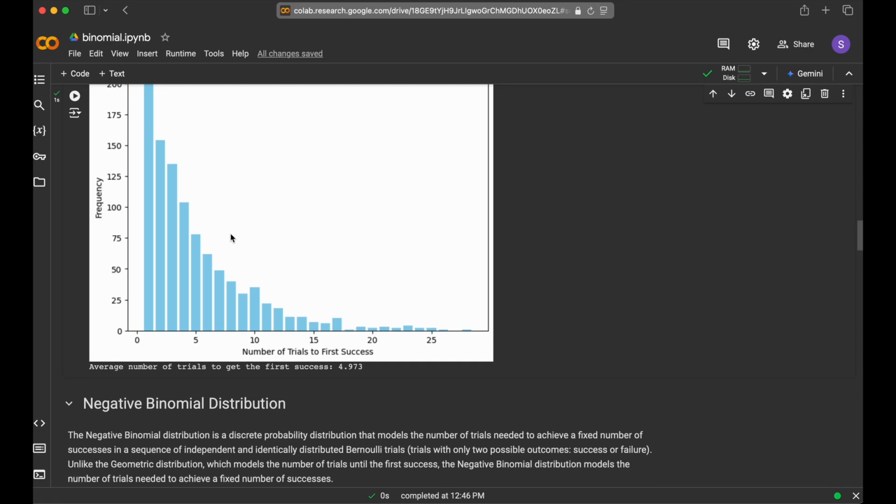Applications of the geometric distribution: flipping a coin is not a good example. Quality control: how many items do you need to check before you find the first defective one. Customer service: if you want to reach customers, how many calls will it take to connect, assuming each call has a fixed probability of success. And medical trials: how many patients we need to treat before the first patient experiences a positive outcome.